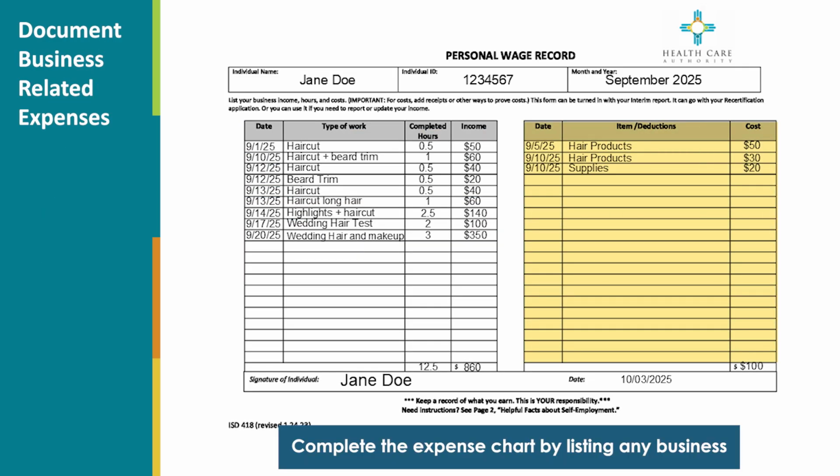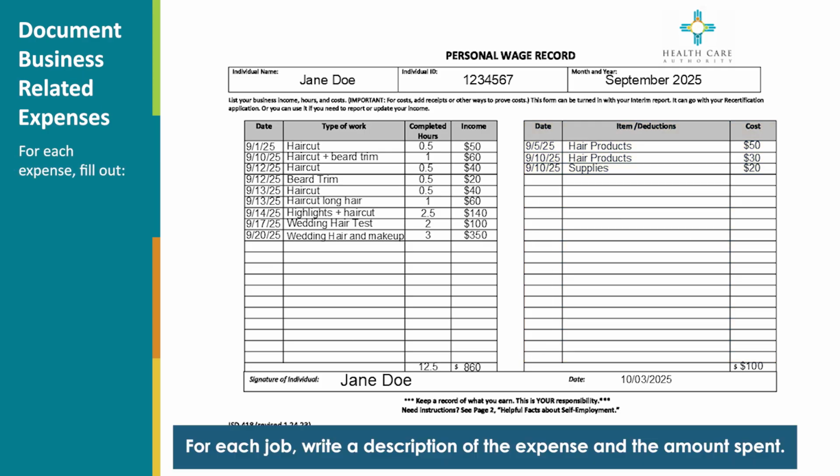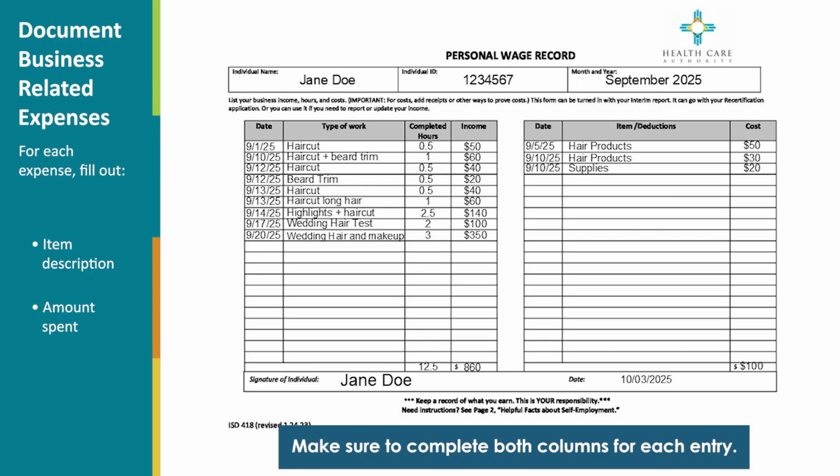Complete the expense chart by listing any business-related costs you had while earning your income. For each job, write a description of the expense and the amount spent. Make sure to complete both columns for each entry.